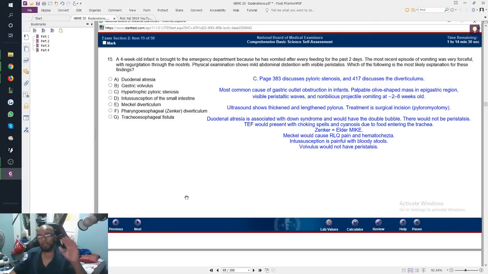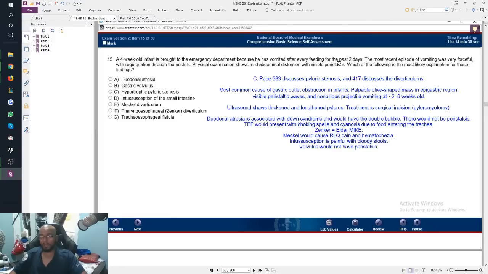So A and B immediately went away because they told you visible peristalsis. A and B go away. And then intussusception is painful. Meckel diverticulum has blood. Tracheoesophageal fistula has the hypoxia. Super easy to cancel everything out. You just stick to hypertrophic pyloric stenosis, and being 4 weeks old fits that.